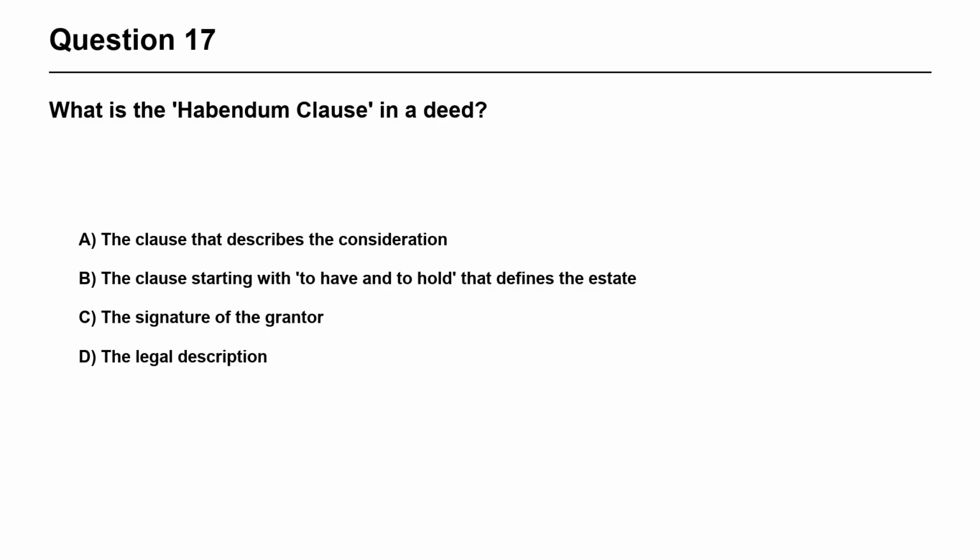Question 17. What is the habendum clause in a deed? A, the clause that describes the consideration. B, the clause starting with "to have and to hold" that defines the estate. C, the signature of the grantor. Or D, the legal description. The correct answer is B, the clause starting with "to have and to hold" that defines the estate. The habendum clause defines the extent of ownership being granted.